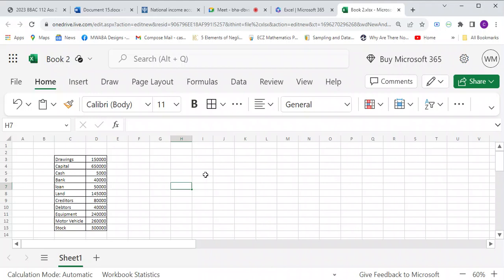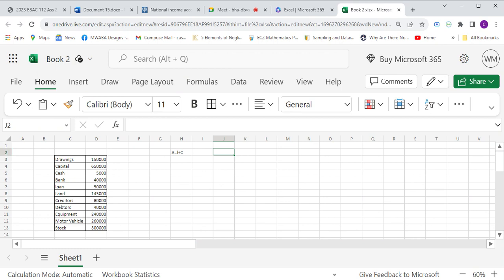Right, so today we're looking at the balance sheet, which is also called the statement of financial position. The whole concept behind the balance sheet is that it must follow the accounting equation. And the accounting equation is assets equals liabilities plus capital. So the total assets of a company must equal the liabilities and the capital.